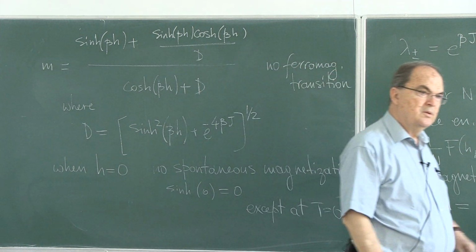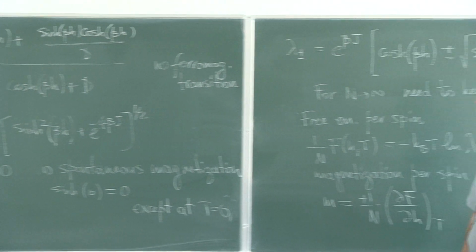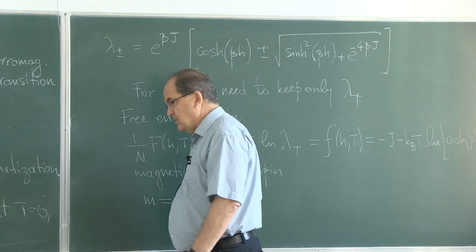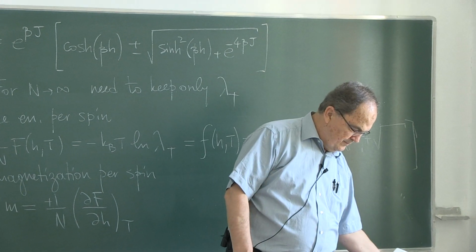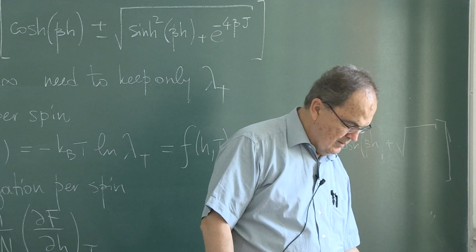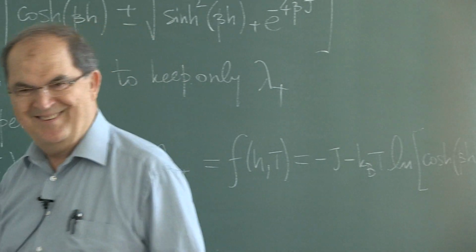That is the disappointment, okay? We need to have magnetization even in the absence of the magnetic field in a spontaneous manner to have ferromagnetism. Okay? In this case, we don't have it. That was the disappointment for Ernst Ising. Unfortunately, he didn't try the two-dimensional case.